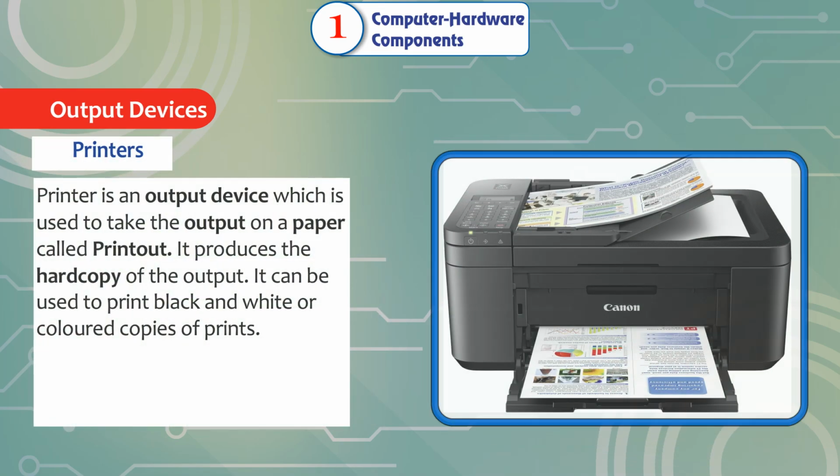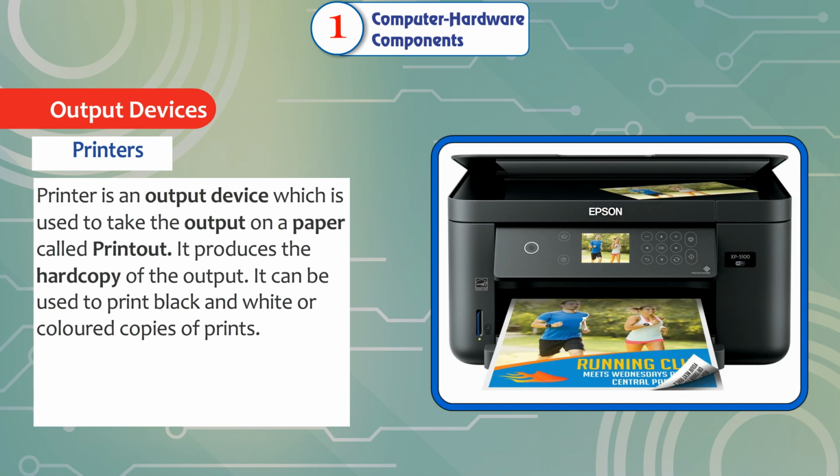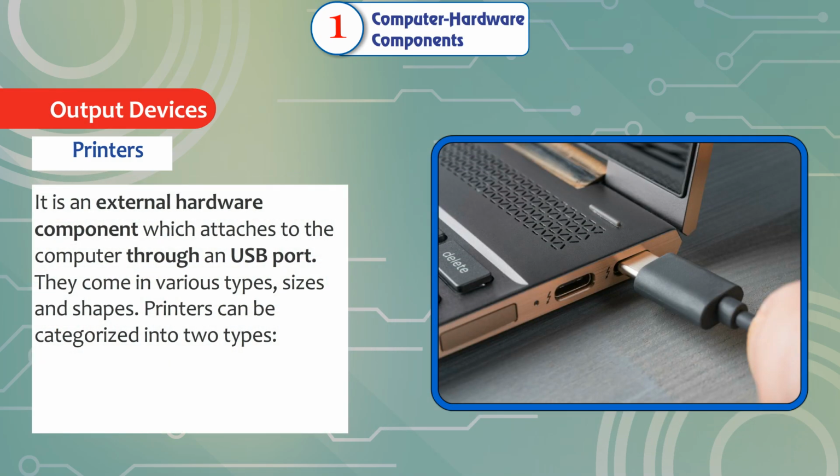Printers. Printer is an output device which is used to take the output on a paper called printout. It produces the hard copy of the output. It can be used to print black and white or colored copies of prints. It is an external hardware component which attaches to the computer through a USB port. They come in various types, sizes, and shapes.